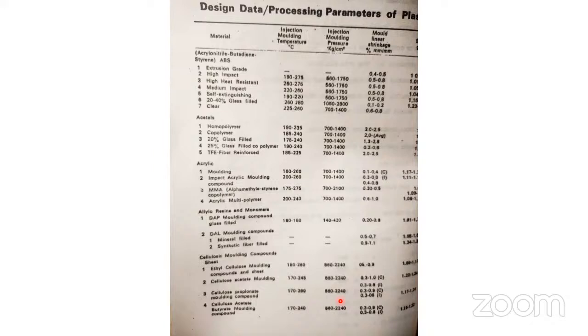Then cellulose nitrate, or nitrocellulose. If you see the tennis ball, have you seen a tennis ball? If you throw a tennis ball, what will happen? It will jump, it will bounce. The bounce property will be more. That is called resilience. It will bounce like anything, friend.